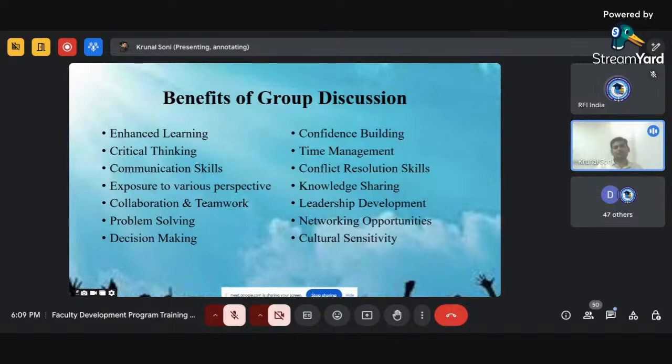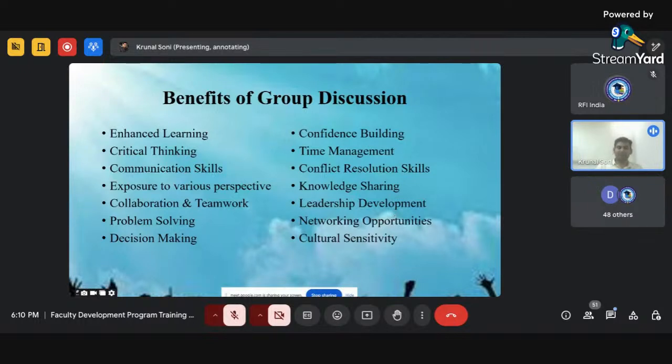You should also have exposure to various perspectives. If you are going to a group discussion, you might have exposure to various aspects. So we'll come across various ideas, thoughts, examples, so that is where your perspective is going to be increased and widened.